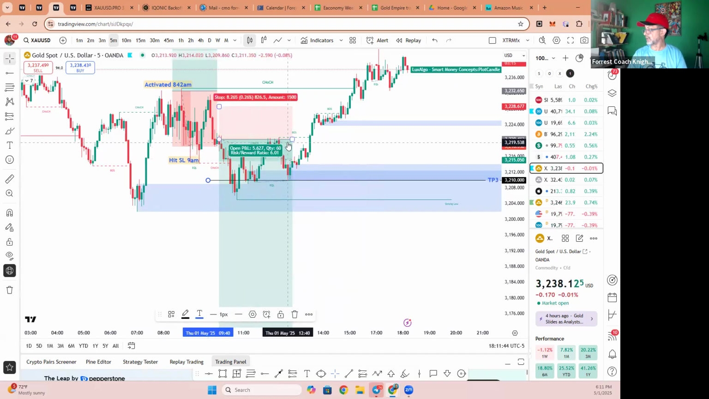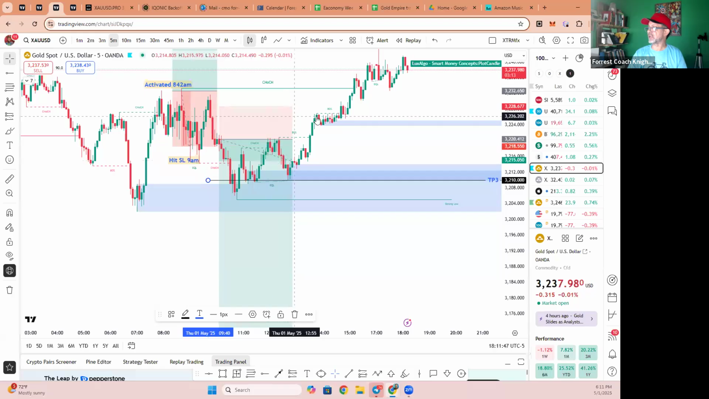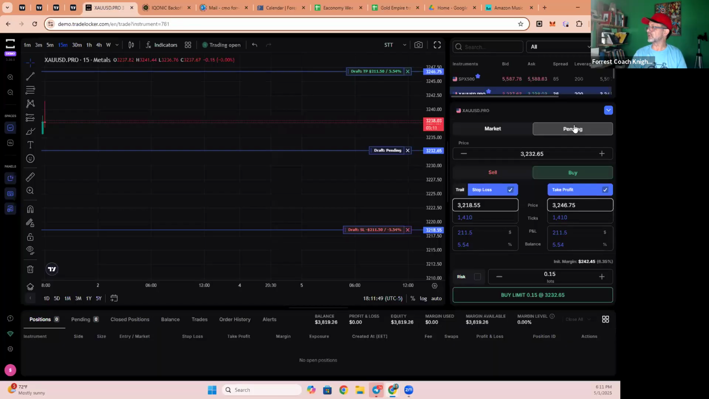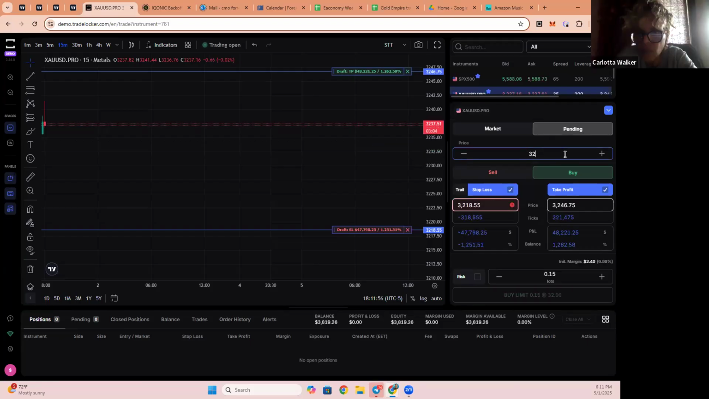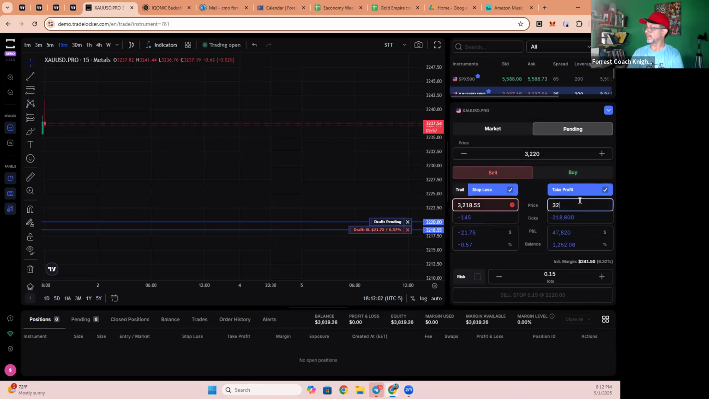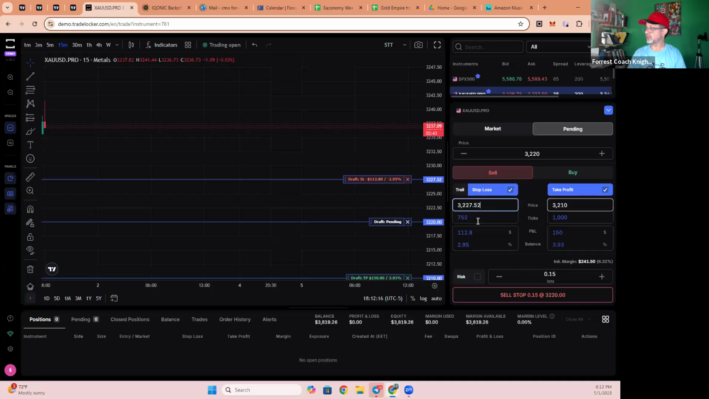So he got in at 32.20 and got out at 32.10. So are we okay with that? So let's do him, right? And he was on gold. So what did I just say, 32.20? Sell 32.10. Yep. And then his stop loss was 32.27.52.